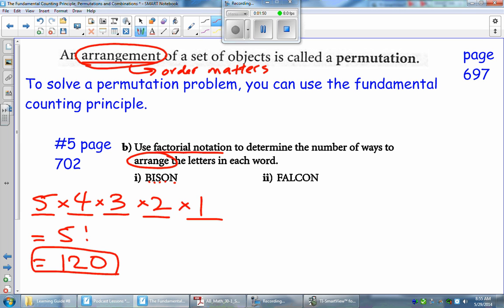So as you can see, we have the word falcon. All the letters are different. We have 1, 2, 3, 4, 5, 6 different letters. So that means I have 6 different stages. So much like the word bison, once you choose one, it affects the other stages. What you end up getting for the total number of arrangements is 6 factorial.